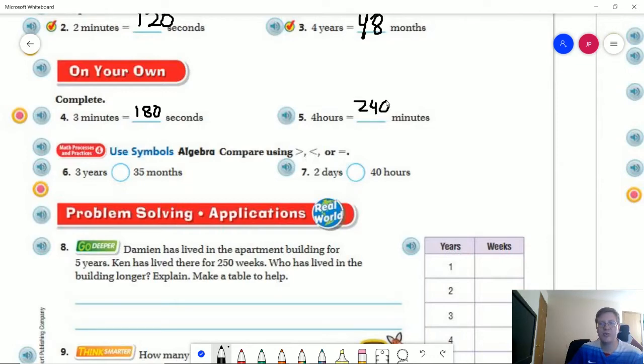minutes in 4 hours. So number 6, we have 12 months in a year times 3, which is going to give us 36 months. We have 35 months on this side, so that would be greater than for the inequality symbol. We have 24 hours in a day. So if I do 24 plus 24 or 24 times 2, that's going to give me 48 hours. So this side again is going to be larger than our right-hand side.